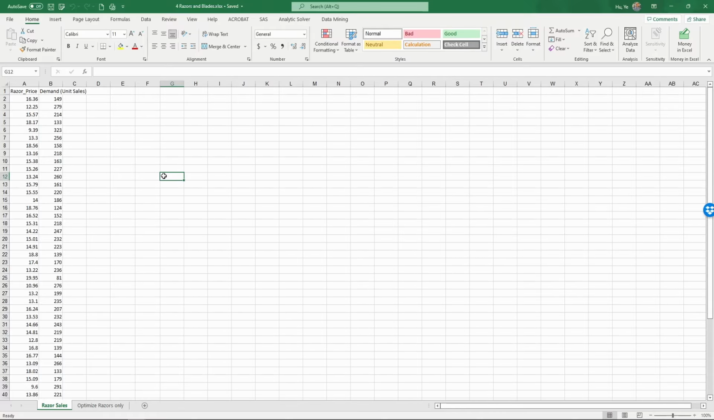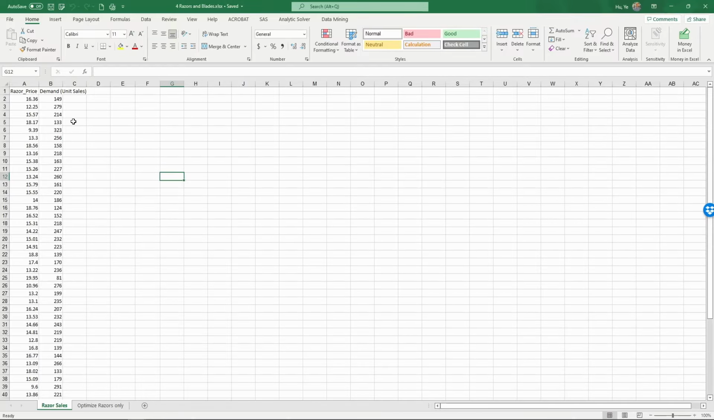And there are two calculations we're going to conduct. First, we look at if we just maximize the razor profit alone, what profits do we have from razors and blades in total, and what is the optimal price level. Second, we're going to set the optimal price by maximizing the total profit of razors and blades, and we'll see what that optimal price level is.